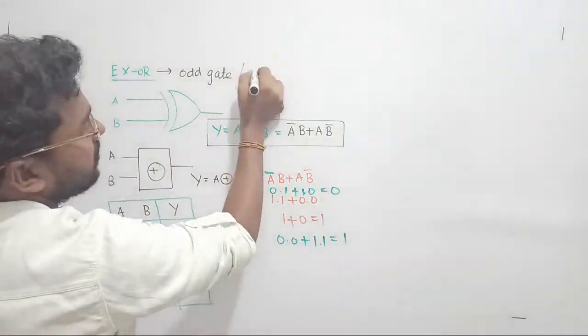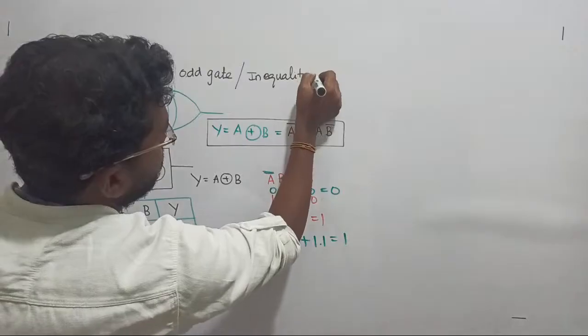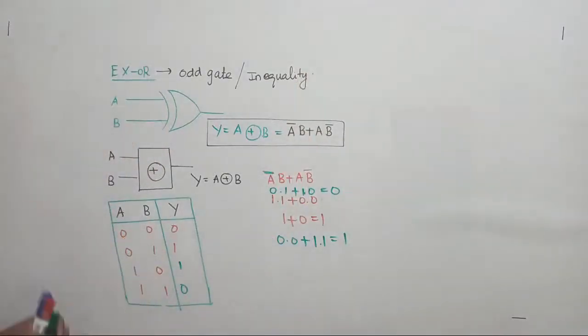Right? So this gate is also called the inequality gate. It is also called the inequality gate. That is another name for this one. So that is all about the XOR gate.